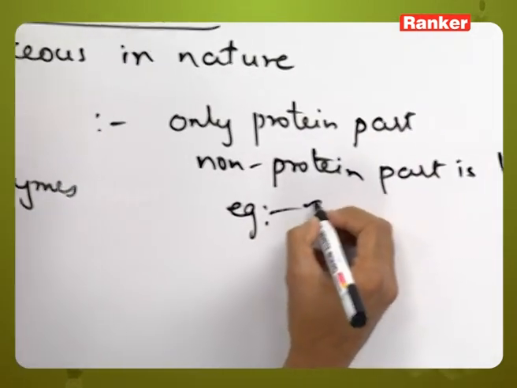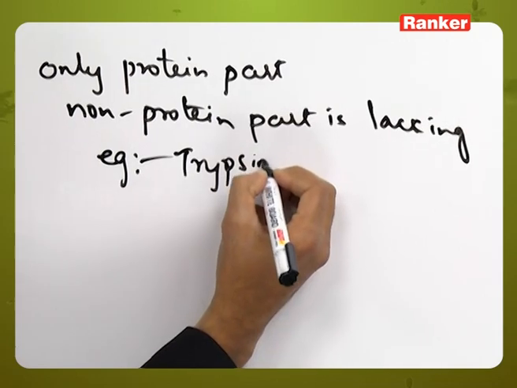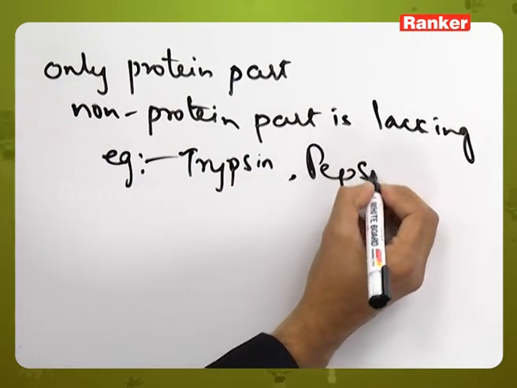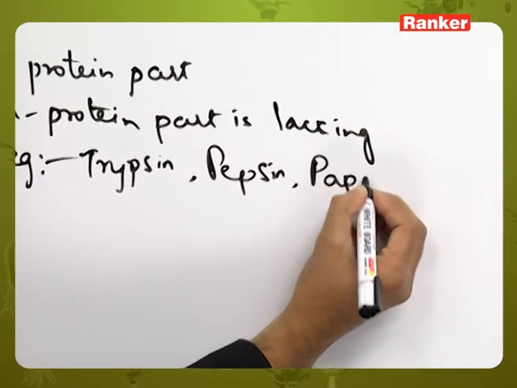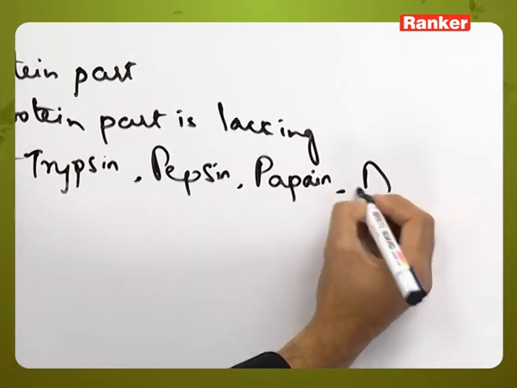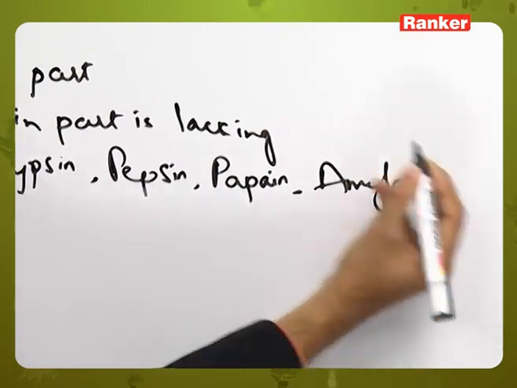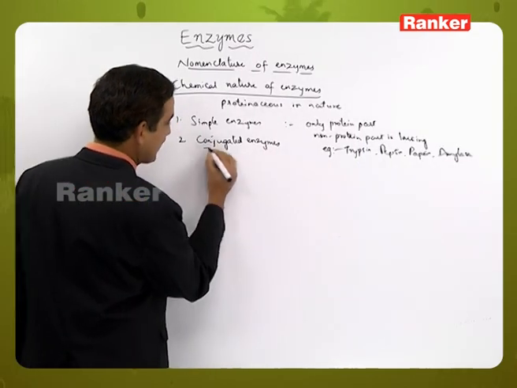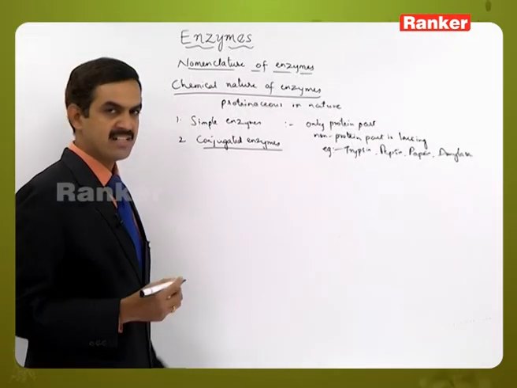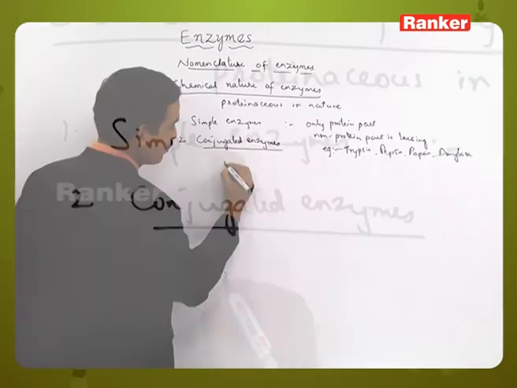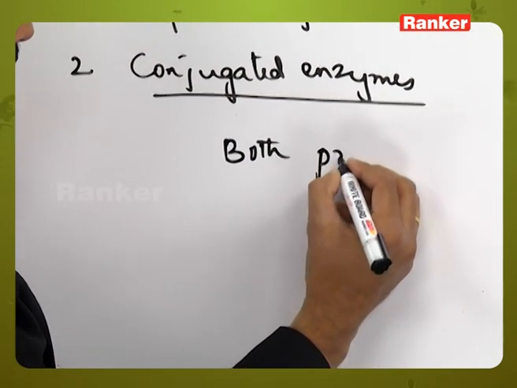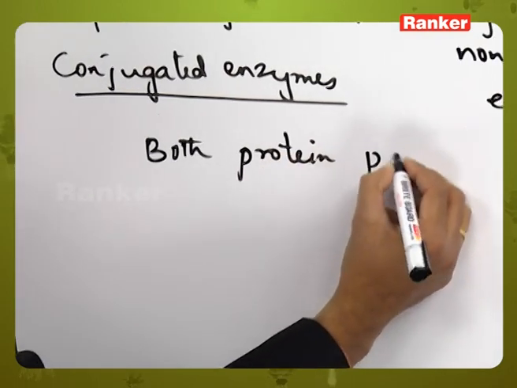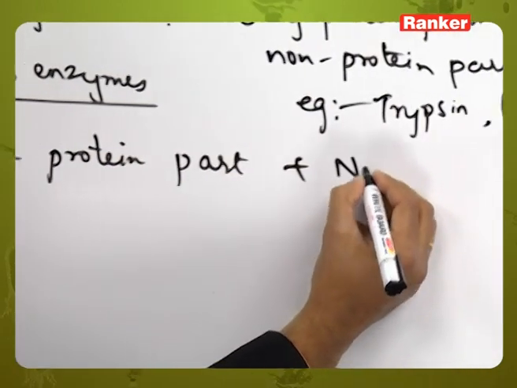Examples are trypsin, pepsin, papain, and amylase. All these are some of the types of enzymes that are made up of only the protein part. And let us come to the second one, called conjugated enzymes. These are the enzymes which contain both the protein part and the non-protein part.